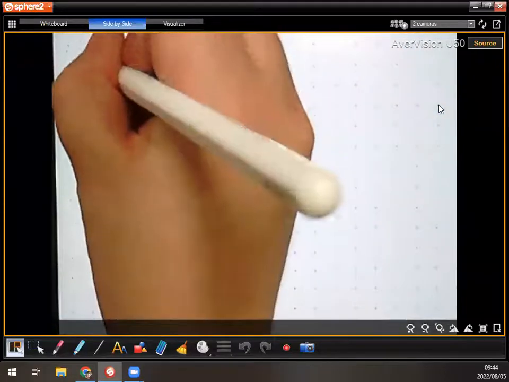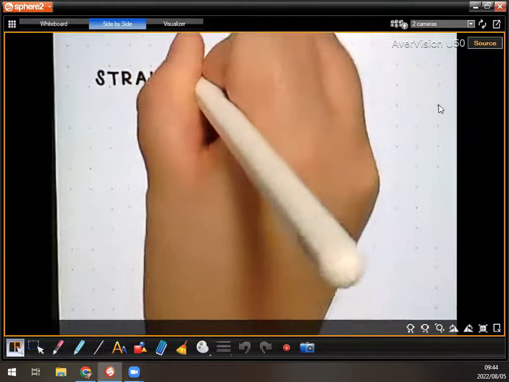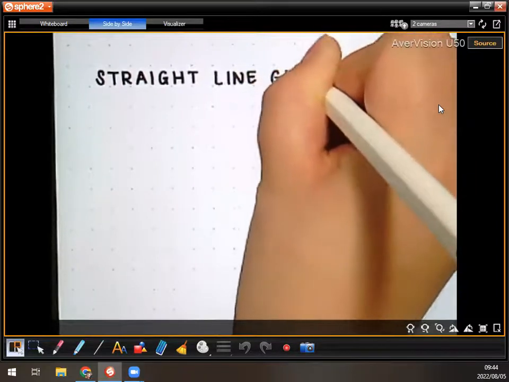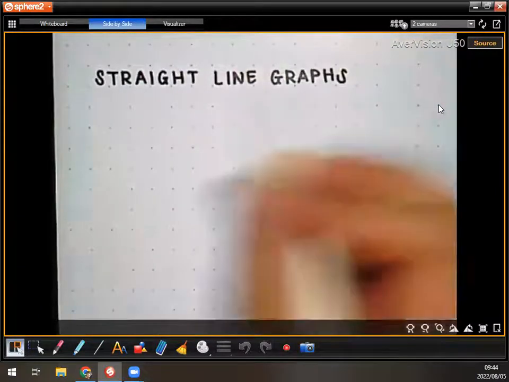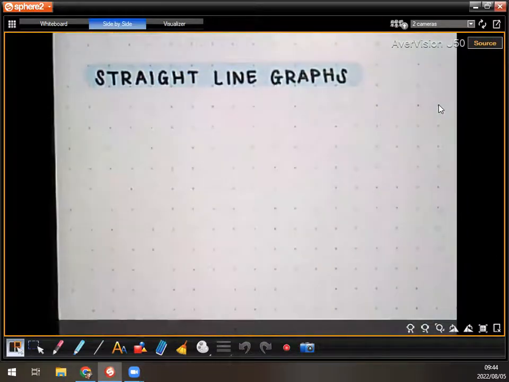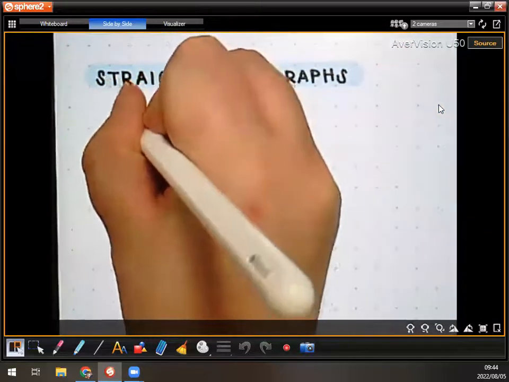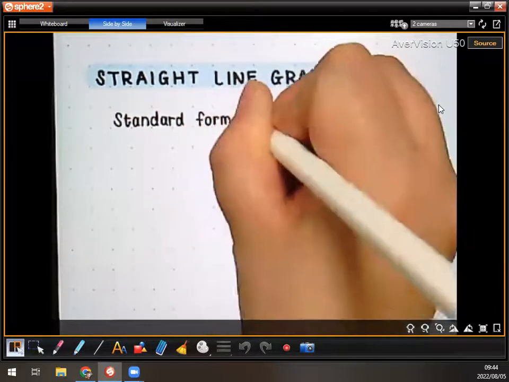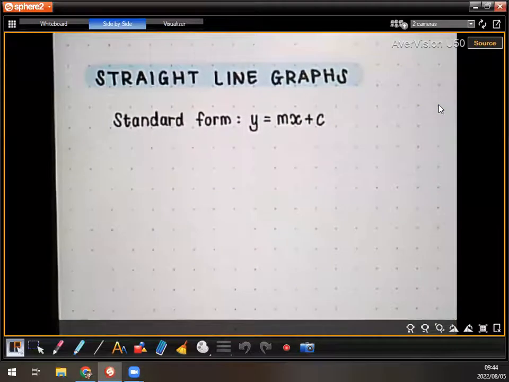Okay, straight line graphs. Sorry, let me also just write the heading. This is going to be very quick, guys. Okay, there we go, straight line graphs. Highlight. Okay, that was the standard form of the straight line graph.